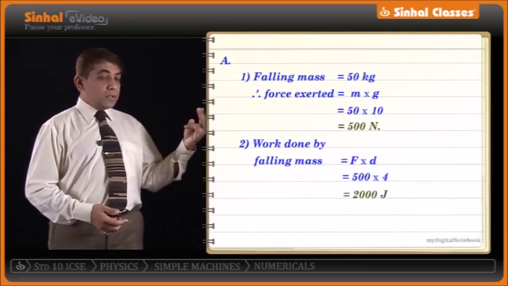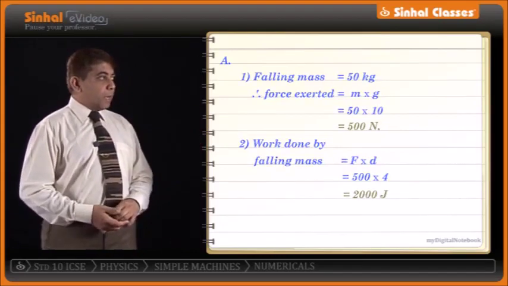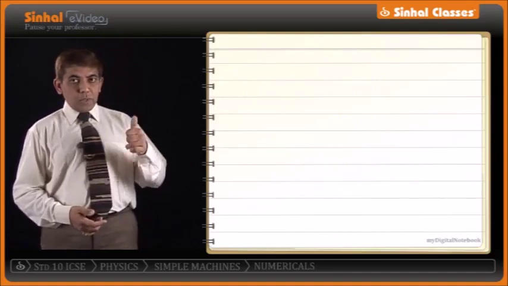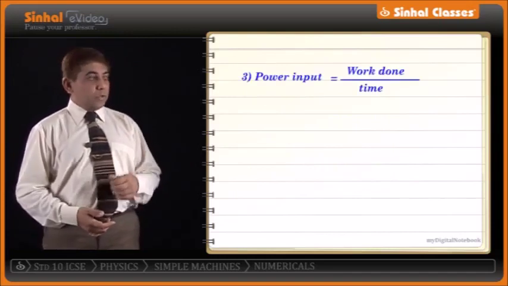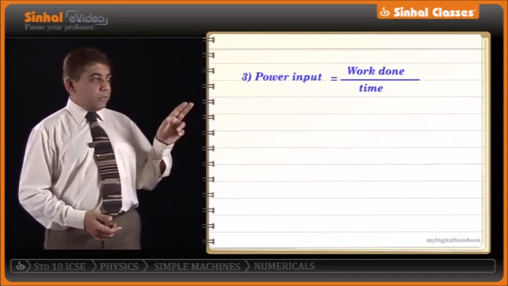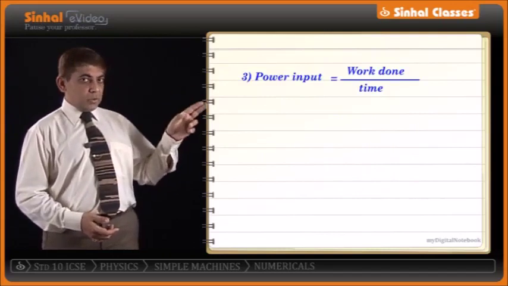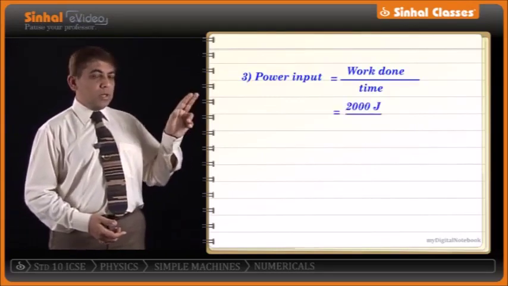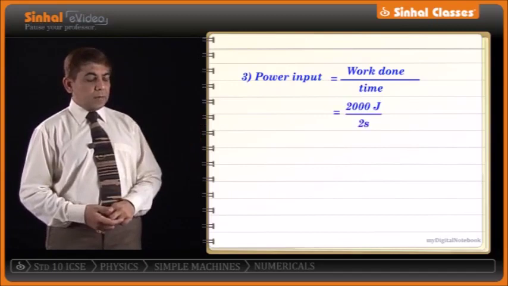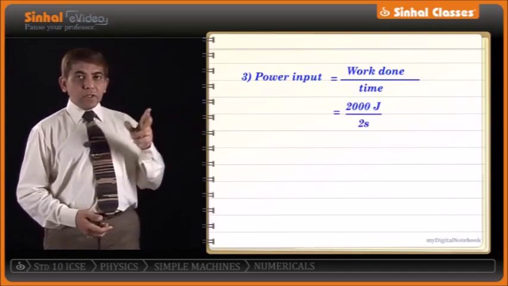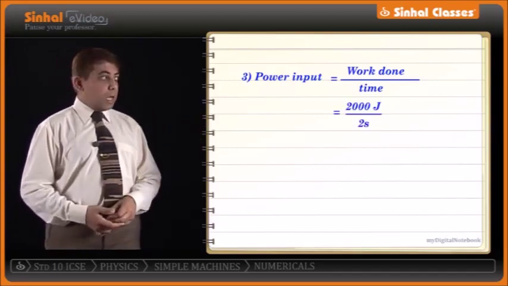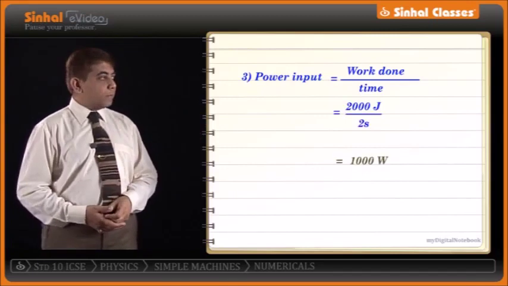We are also asked to find out the power input of the machine. Power input of the machine is given by work done upon time. We just now calculated the work done. We have the time, so we substitute over there as 2000 joule divided by 2 seconds, resulting in 1000 joule per second or 1000 watt.